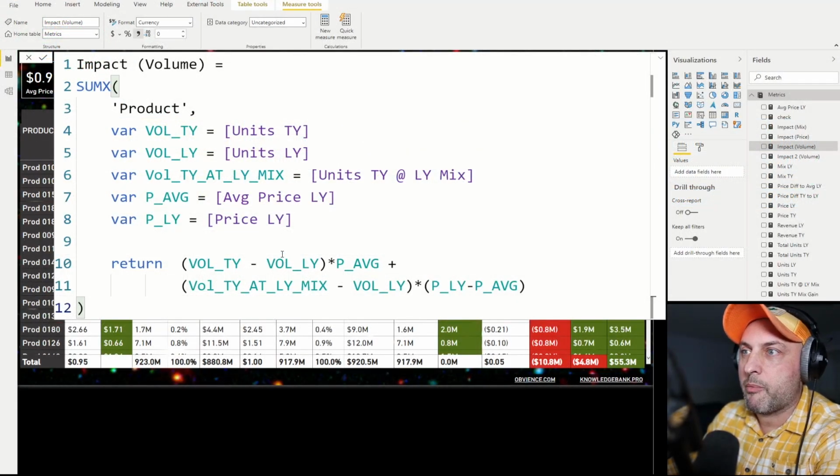So that's exactly what's happening in this DAX. Volume this year minus volume last year times price average, plus volume this year at last year mix minus volume last year times price last year minus price average. And that will give us a perfect volume calculation that will net perfectly for every line item and also will sum up perfectly across all of the products.